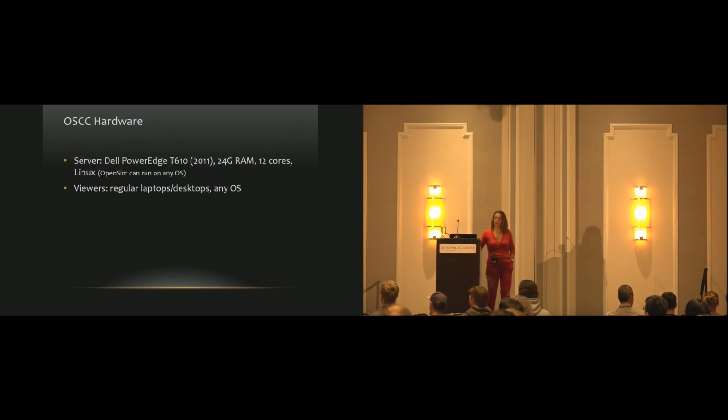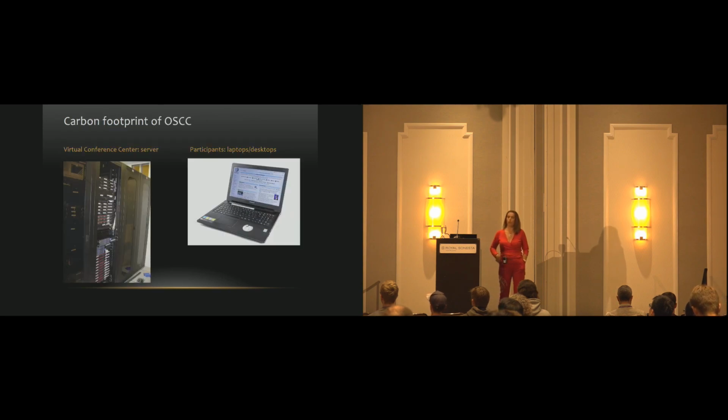The hardware of the virtual convention center is a server that runs at UCI. It's one of my servers. A Dell PowerEdge, kind of old now, from 2011, 24 gig of RAM, 12 cores, Linux, and the viewers run on normal laptops, people's laptops. So in preparing this talk, I got finally curious to see what's the carbon footprint of OSCC. So I went to Google and searched up the specs for my Dell PowerEdge and things like that, and people's laptops. And as far as I can tell, these are the numbers.